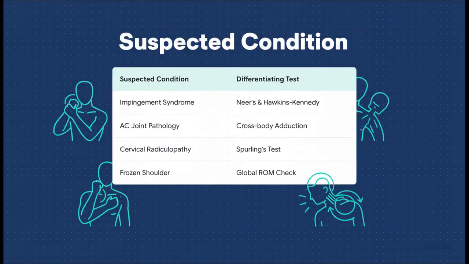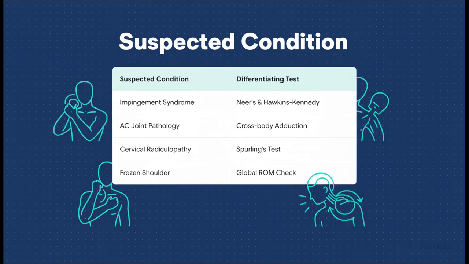Now, this is a step that is often missed, and it's so important. A good clinician not only knows what a condition is, but also what it is not. You have to rule out the imposters. Could this be primary impingement? Neer's and Hawkins-Kennedy tests will help you. Could the pain actually be coming from the AC joint? The crossbody adduction test will help you localize it.